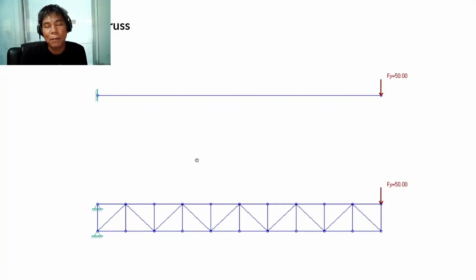But sir, there is no such thing in reality as a pin connection. Yeah, that's true. But we will discuss more of that during the trusses. As of now, we will just think that tension and compression are carried by the truss elements.